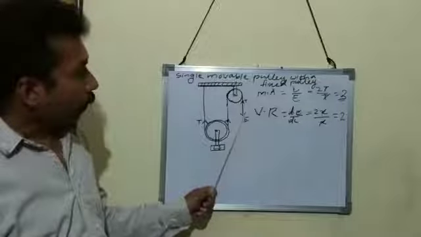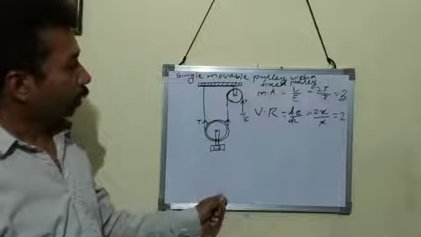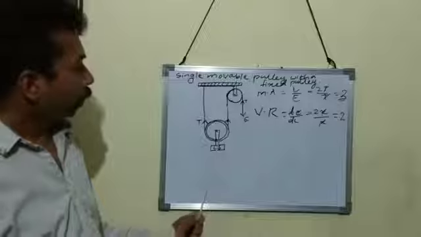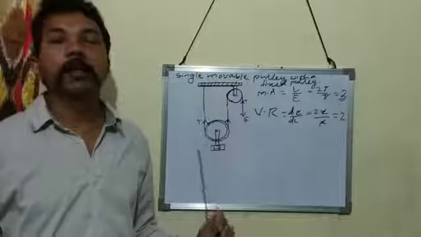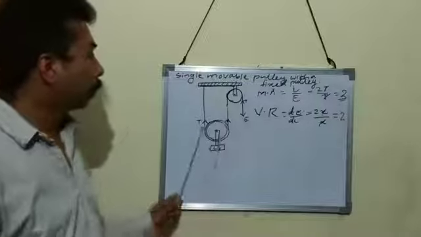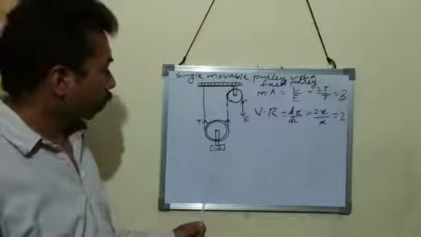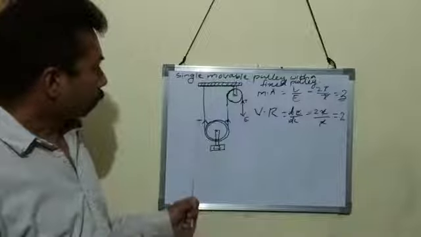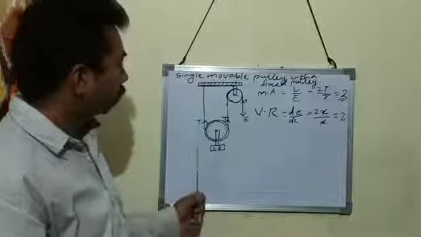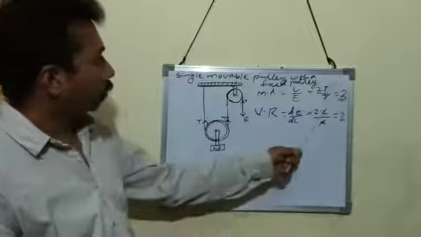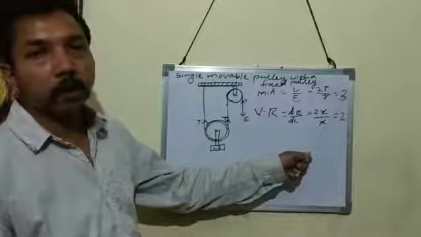So we apply the effort in the downward direction here, and when we pull this, this load along with this movable pulley will move upward. Here also we have to calculate the mechanical advantage and velocity ratio. In the balanced position, this load is equal to the sum of these two tensions, T plus T, which is equal to 2T, and effort is equal to this T. So mechanical advantage is equal to 2.